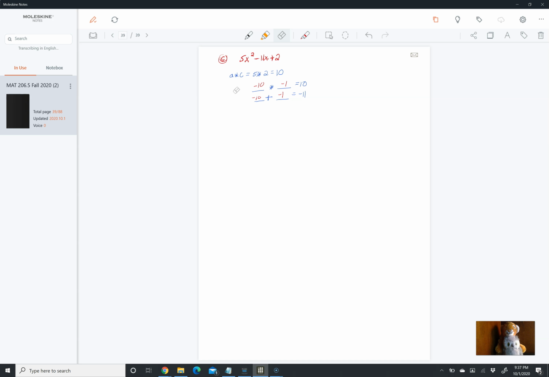We replaced the b term with this -10x plus -x, right? So we're going to rewrite this, but instead of -11x, we're going to use the -10x minus x. So it looks like this: 5x squared minus 10x minus x plus 2. Now it's a factor by grouping. So we group the first two terms and the last two terms.